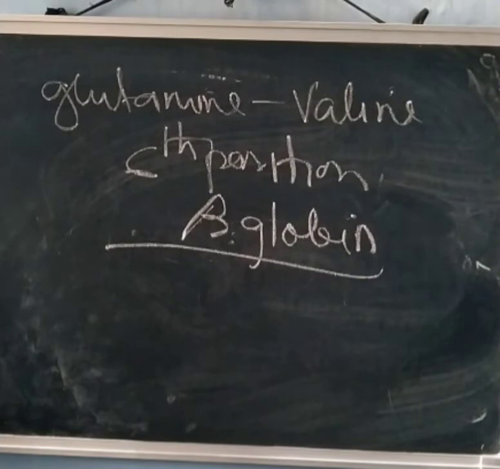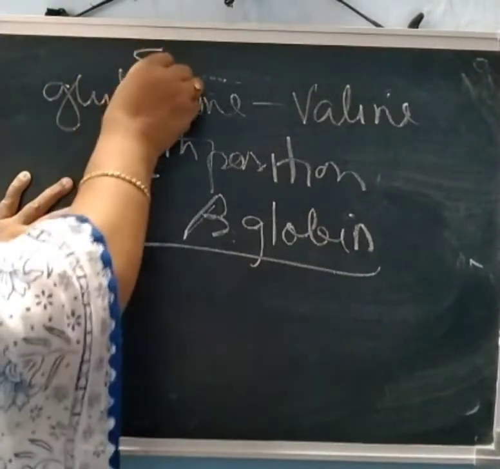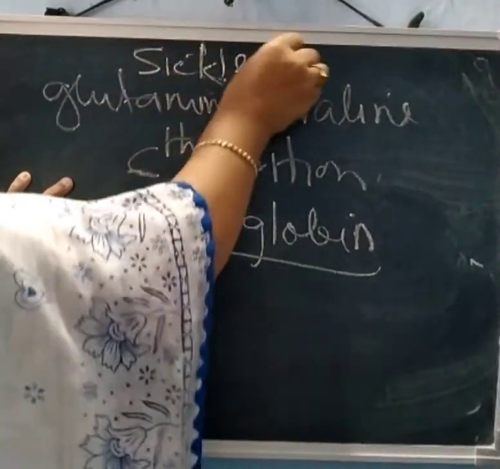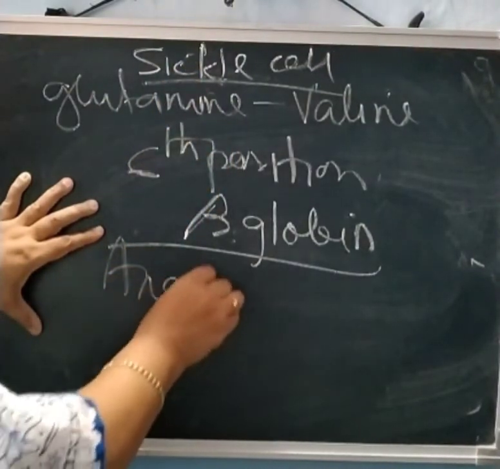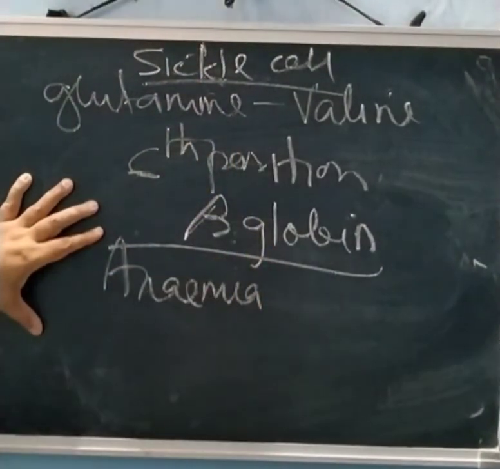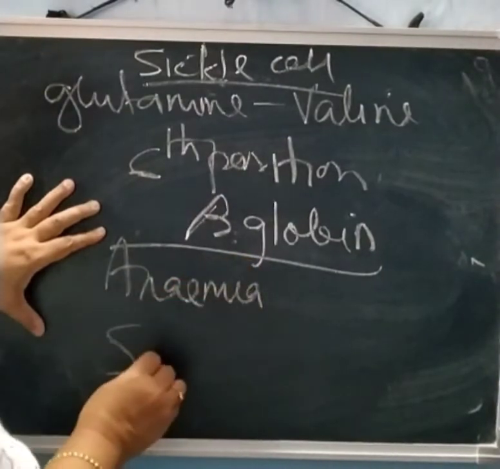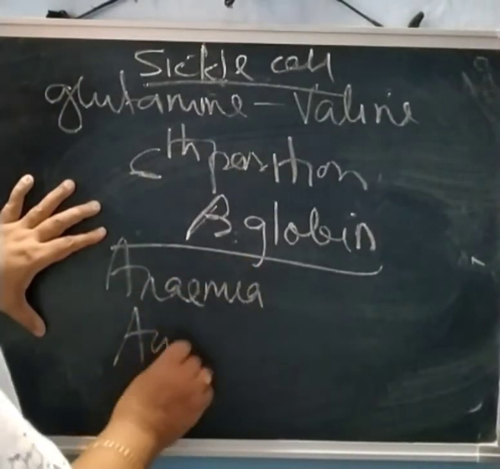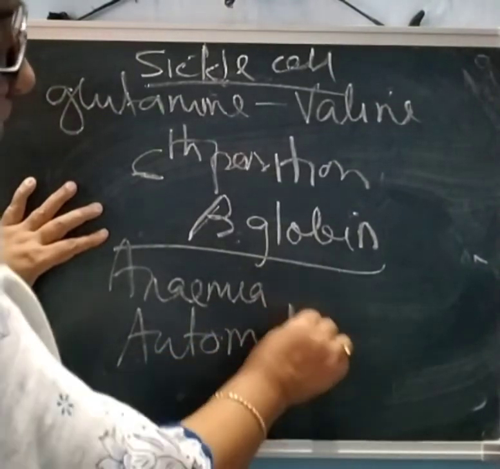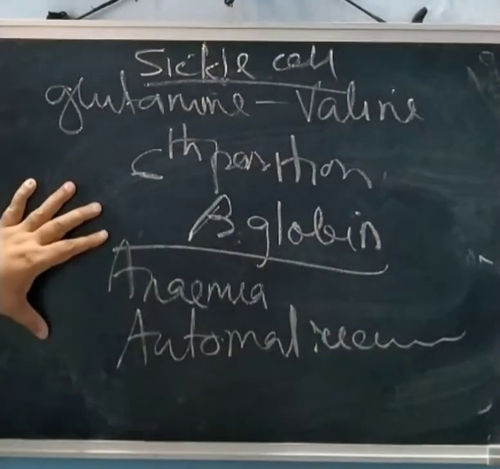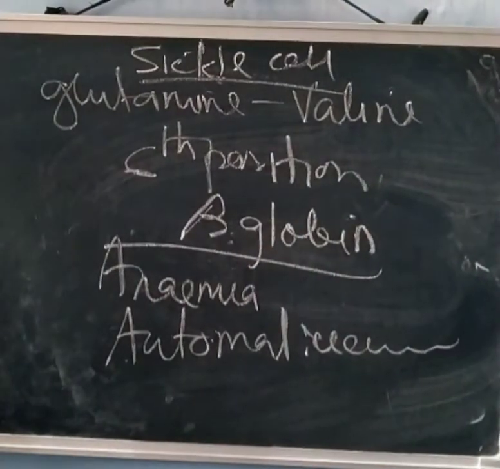So sickle cell anemia is an autosomal linked recessive trait. So sickle cell anemia is what? It is anemia. Okay, it is anemia. The symptom is anemia, that means the blood loss. Okay, and it is an autosomal. The other two were sex-linked, but this is an autosomal recessive disease. So what happens in sickle cell anemia?